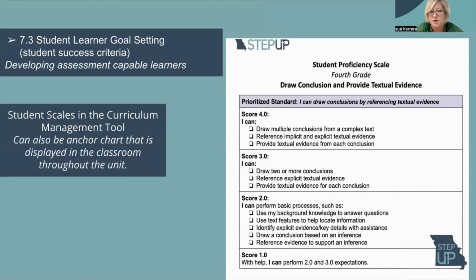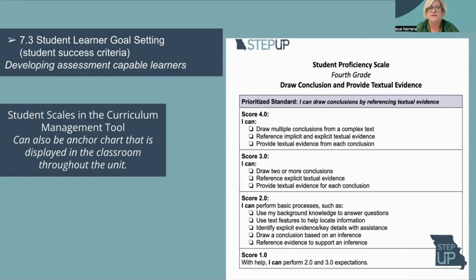And finally, we have proficiency scales digitally that are available within the curriculum management tool. This would align to Educator Growth 7.3. We're trying to develop assessment capable learners where they know what the success criteria is. It should not be a secret or surprise to your students what it looks like to be performing at mastery or the proficiency level. We would not want to just hand this to students.